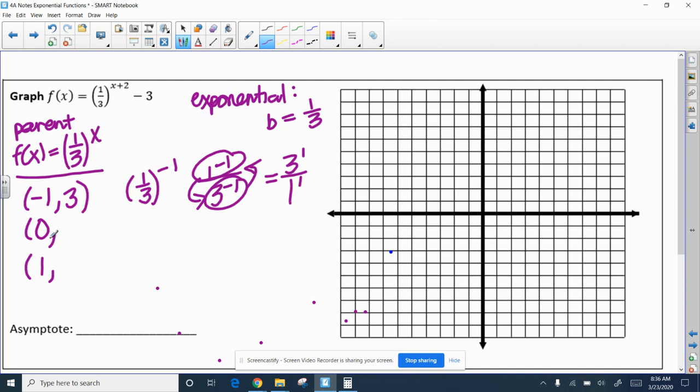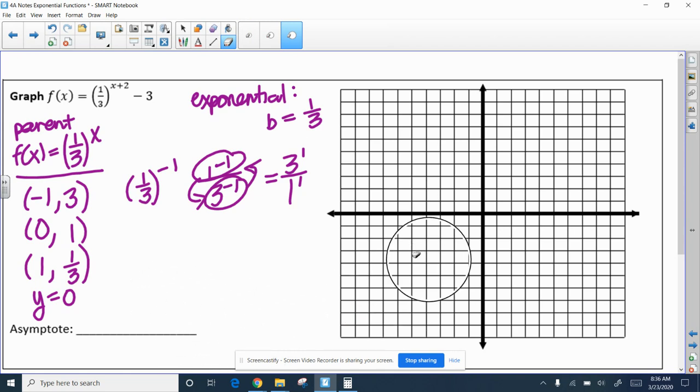All right, now this one, the rest are easier. If I plug in a 0, 1/3 to the 0 power is just 1. And if I plug in a 1, 1/3 to the 1 power is 1/3. And all exponential functions start with a horizontal asymptote at y equals 0. All right, so let's do our transformations here.